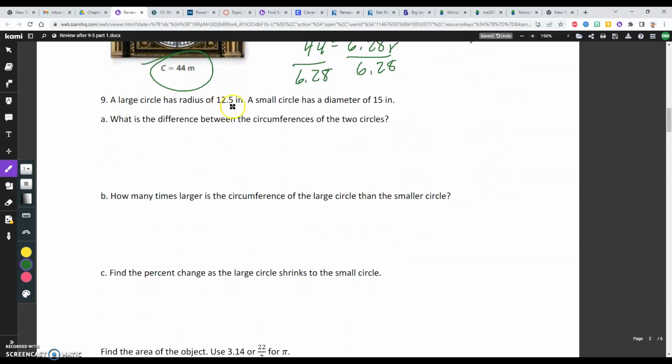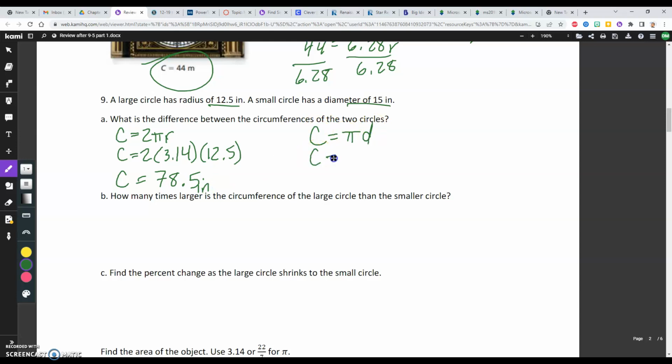A large circle has a radius of 12.5. A small circle has a diameter of 15 inches. What's the difference between the circumferences? So circumference, first formula, it's 2 pi r. And so that's 2 times 3.14 times 12.5, which is 78.5 inches. And then over here we have pi times diameter. And so that's 3.14 times 15, which I should really have memorized by now, 47.1.